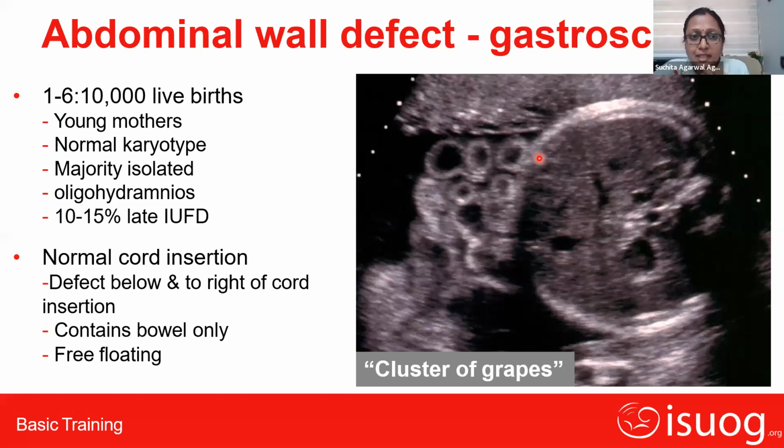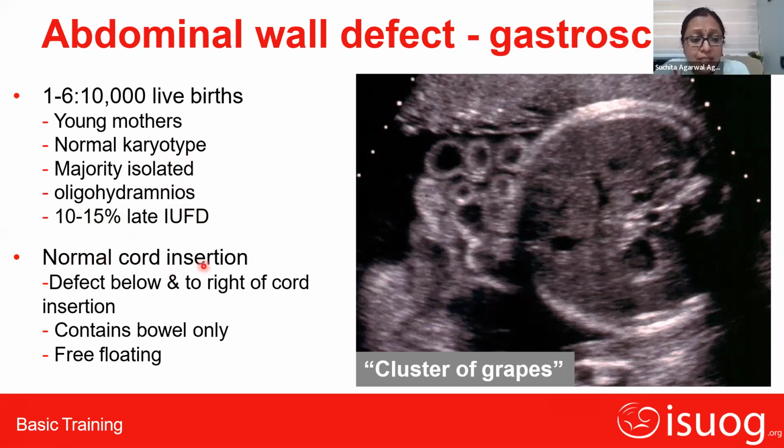So now let's come to another abdominal wall defect, gastroschisis. Gastroschisis occurs in 1 to 6 per 10,000 live births. It is more common in young mothers. This is associated with a normal karyotype, as compared to omphalocele, which is associated with trisomy 18. Majority are isolated. It may be associated with oligohydramnios, and in 10 to 15% of cases, late IUFD occurs.